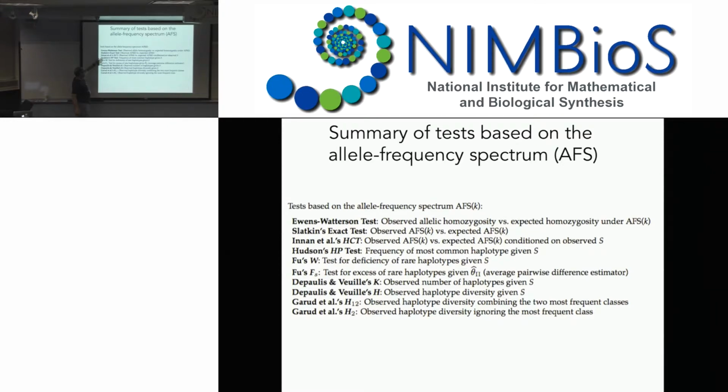So basically, there's a bunch of stuff here. Here are some of the tests based upon the allele frequency spectrum. The Watterson test, I mentioned that. We have an exact test which basically compares the observed with the expected full distribution. We've got tests for too many haplotypes. We've got tests for a deficiency or an excess of rare haplotypes. We have the observed number of haplotypes. We've got the observed haplotype diversity given S. We've got these H12 and H2 tests. There's a bunch of these, and I want to give you the basic field the book talks about in detail.